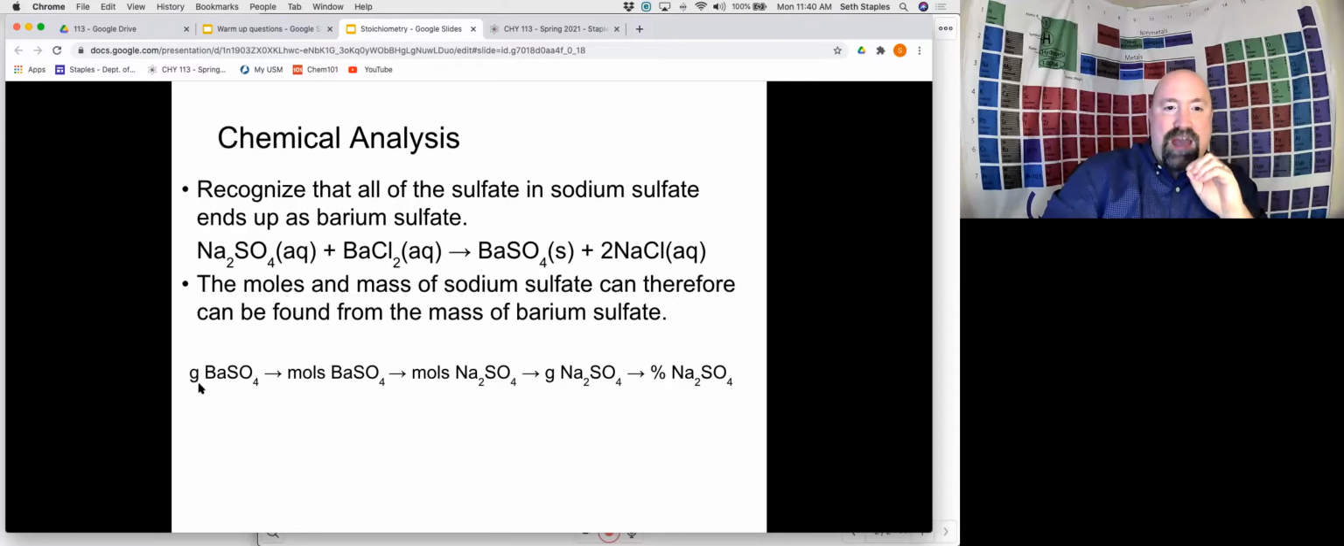Let's take a look at how we use that information. We take the grams of barium sulfate that we end up with, dried on our filter paper, and just like any stoichiometry problem we've done so far, we convert that to moles of barium sulfate. We'll use our balanced chemical equation to convert to moles of sodium sulfate, and then use the molar mass of sodium sulfate to convert to grams of sodium sulfate, which we can then use in conjunction with the total mass of the mineral to find the mass percent of the sodium sulfate in the mineral.